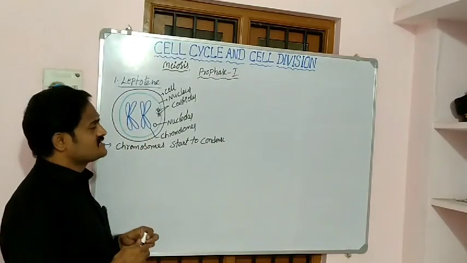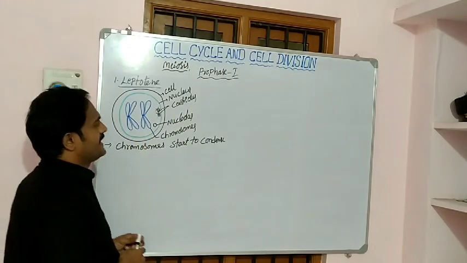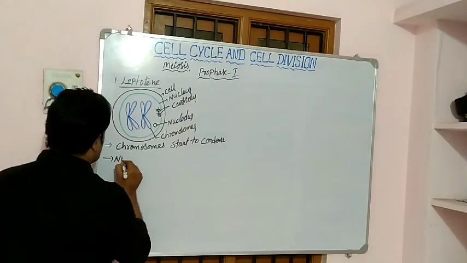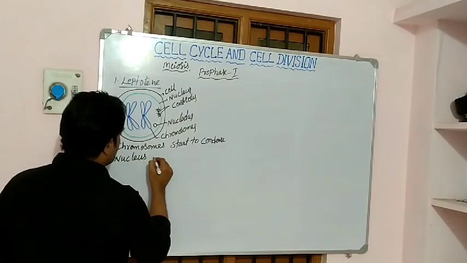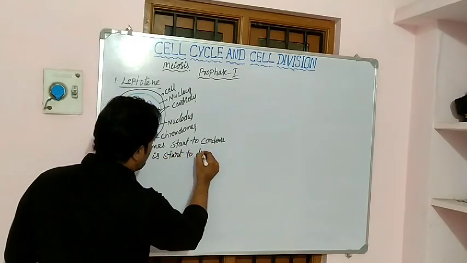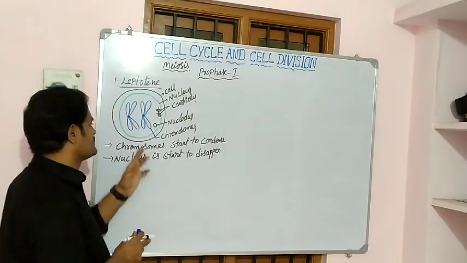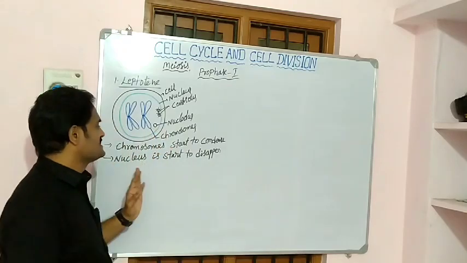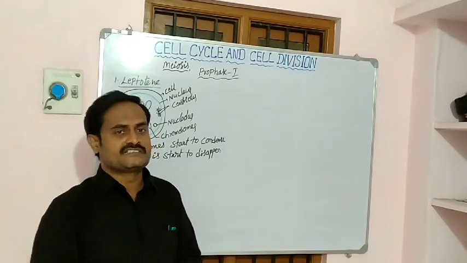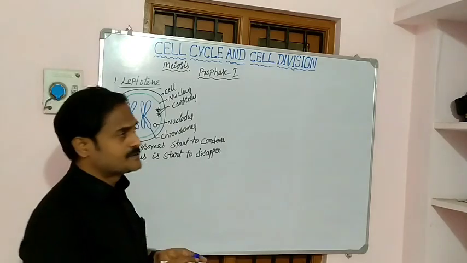Then, the next change occurs in the nuclear membrane or nucleolus. The nucleus starts to disappear. Remember, it does not disappear completely. The nuclear envelope and nucleolus both do not completely disappear here. They start to disappear. Remember. These are the kind of changes we notice in the leptotene.